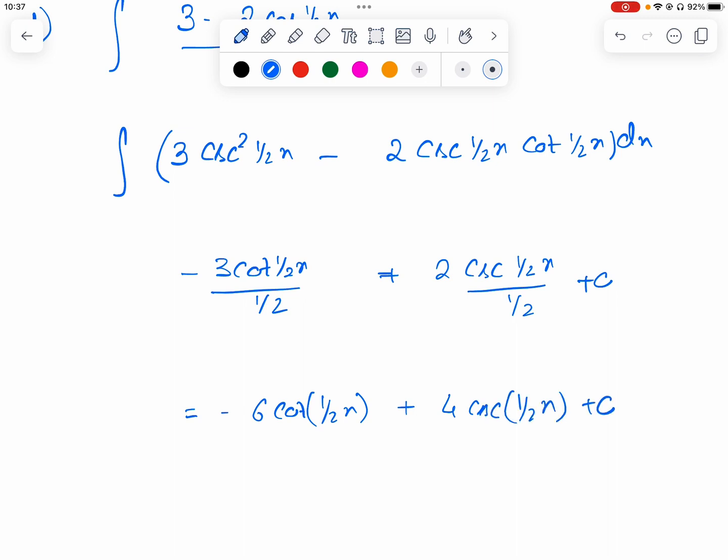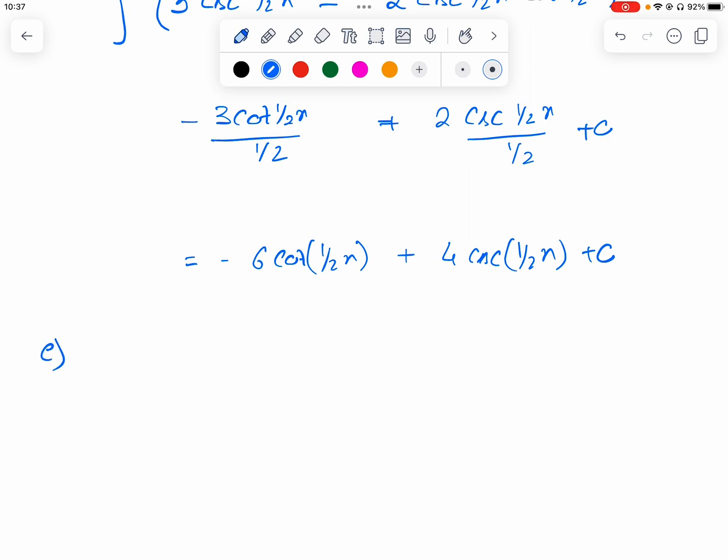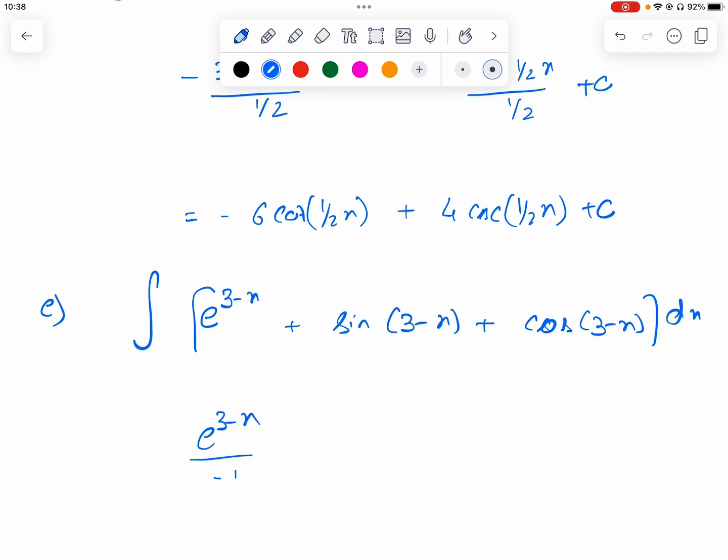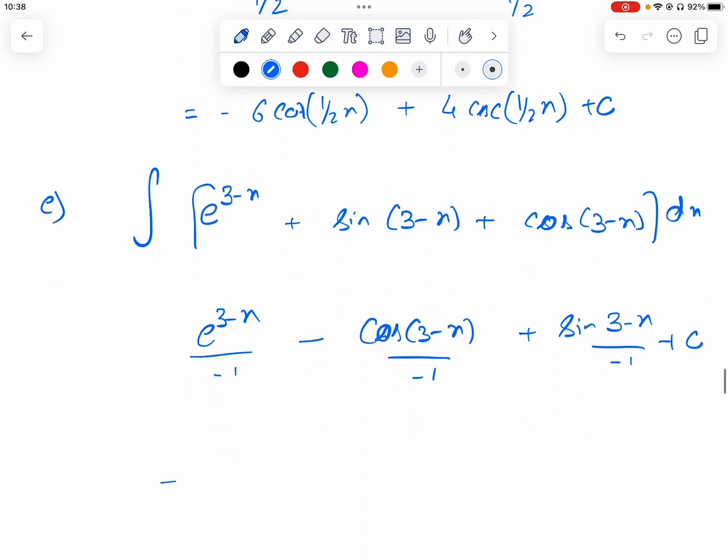Part E, integral of e power 3 minus x plus sine of 3 minus x plus cos of 3 minus x dx. Integral of e power 3 minus x is e power 3 minus x divided by minus 1. Sine integral is minus cos of 3 minus x divided by minus 1. And cos integral is sine of 3 minus x divided by minus 1 plus c. So it becomes minus e power 3 minus x plus cos of 3 minus x minus sine of 3 minus x plus c.